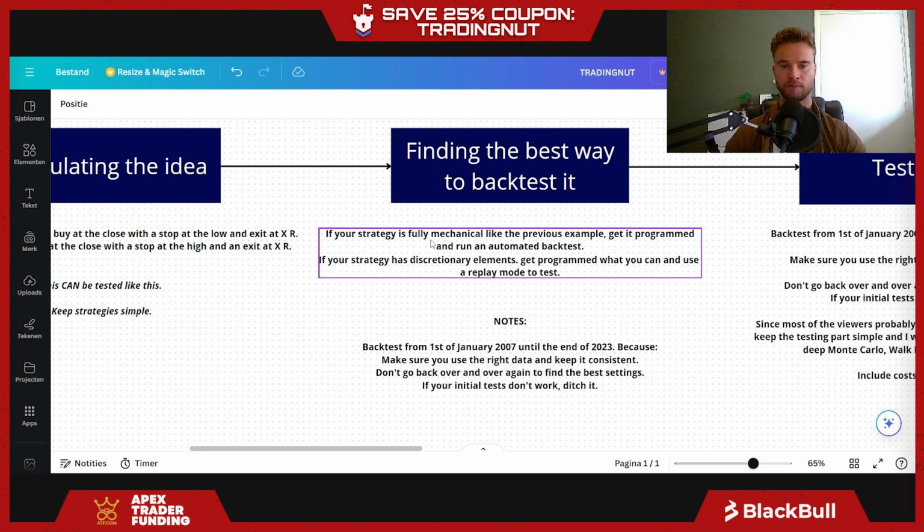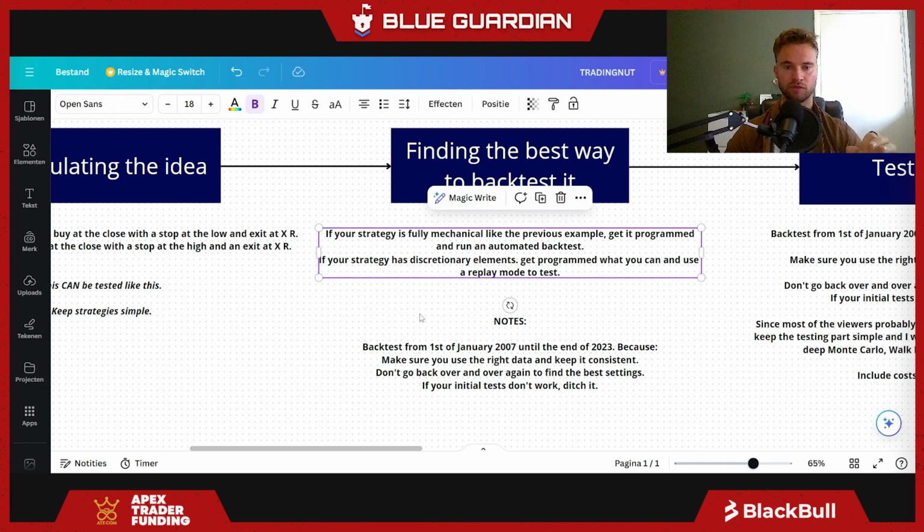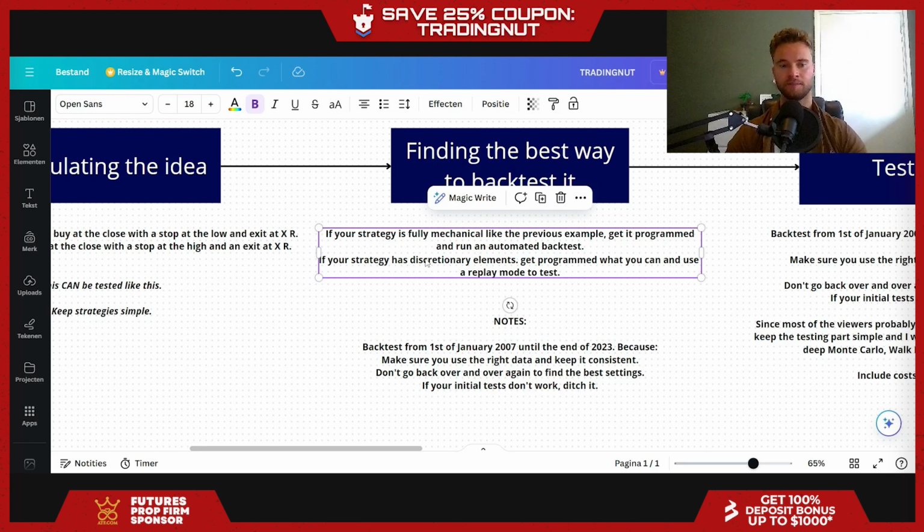And this does depend on your strategy, because there are multiple ways to test things and to optimize things. And it's really a matter of finding the best way to test that makes sense for your strategy. So if your strategy is fully mechanical, like the previous example, so there's no gray area whatsoever, the best thing to do is get it programmed and run an automated backtest. It's going to minimize the amount of mistakes you make. It's going to be fast and it's going to give you quick results so you can analyze.